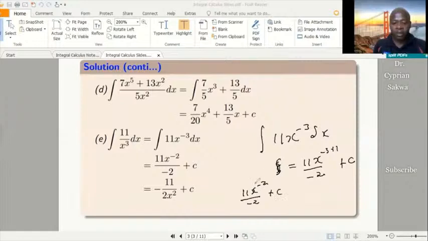And if you want to write this as positive, then you write it as negative 11 out of 2x squared plus c. You can even leave your answer at this point and it will still be correct. I wanted to express the power of x as positive. That is why I've taken it to the denominator.